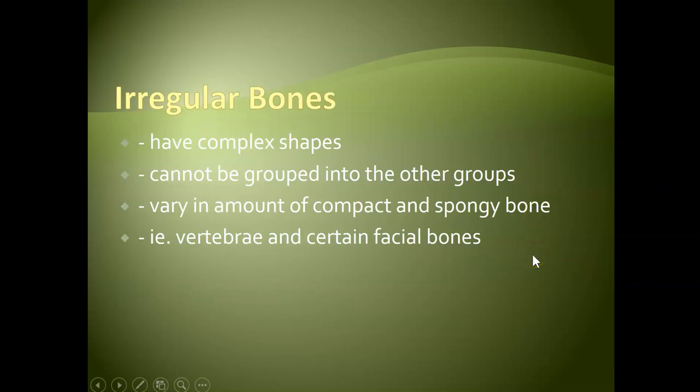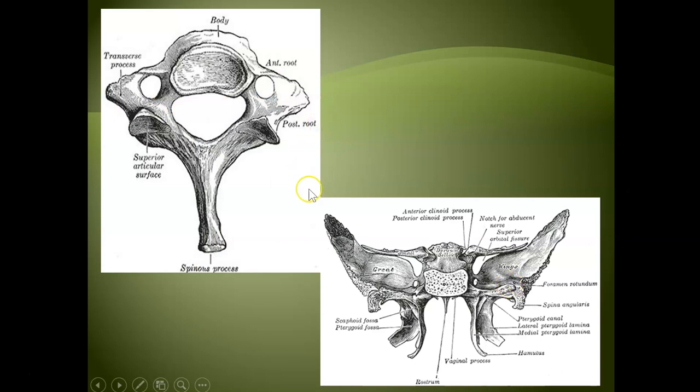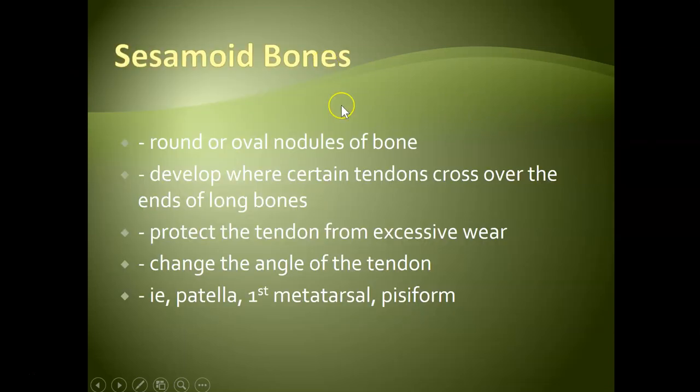Irregular bones are exactly that. They can't be grouped into anything. They just have these odd shapes that don't fit anywhere, so they're said to be irregular. They're very varied in how much compact versus spongy bone they have. The examples are your vertebra, which make up your spinal column, and certain facial bones that make up the bones of your face. So we see here, this is called the sphenoid bone, which is a bone at the base of the skull, makes up parts of the sides of the face. And here is a vertebra that belongs in the spinal column.